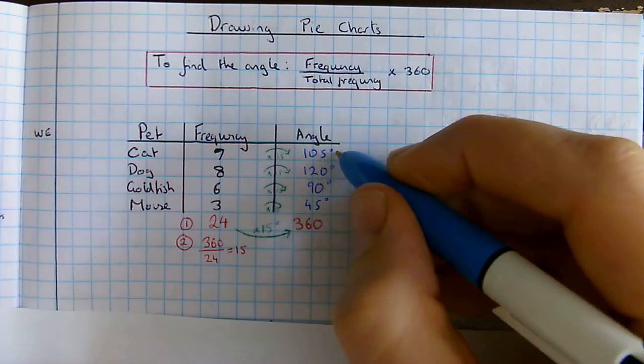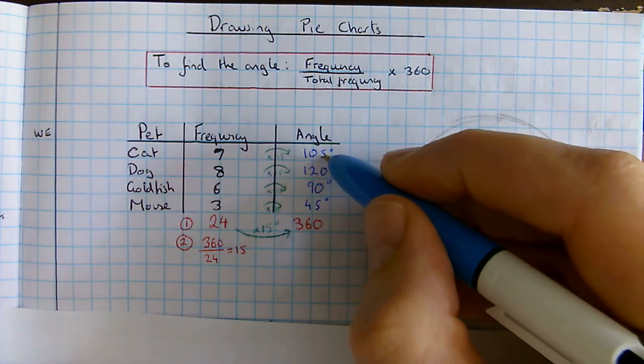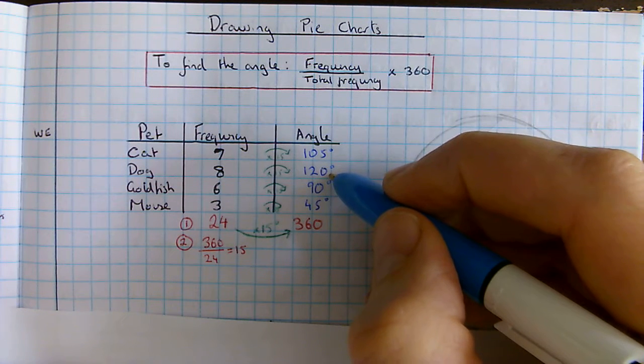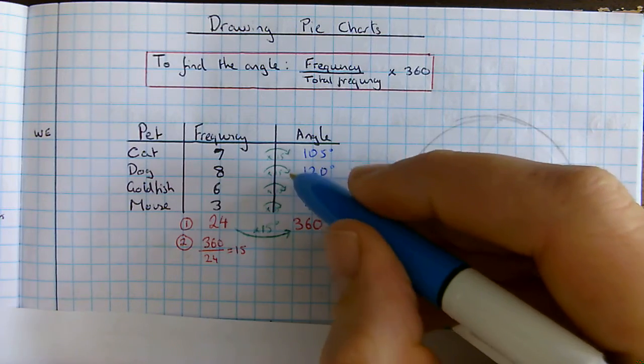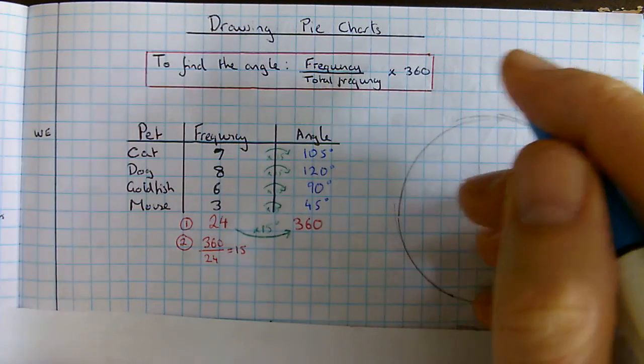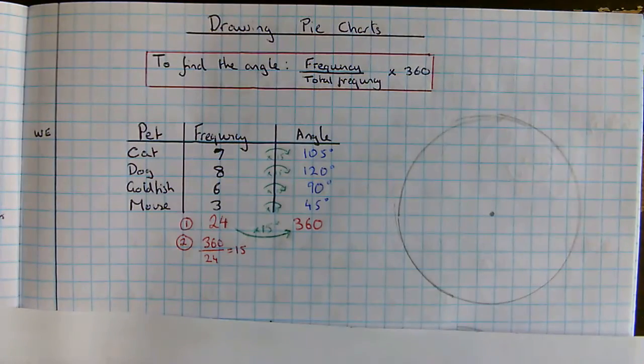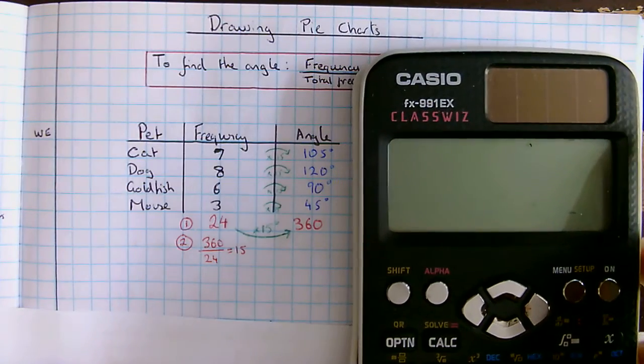And I should just check, if I add these up, I get 105 plus 120 is 225, 315, 360. It adds up to 360. So I've multiplied everything by 15, and I haven't used a formula at all. For those of you who prefer to use a formula, you can just use your frequency divided by total frequency times 360. So we're going to have a look at what that looks like on a calculator.